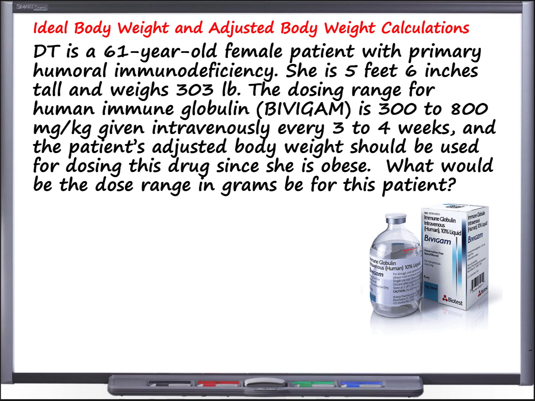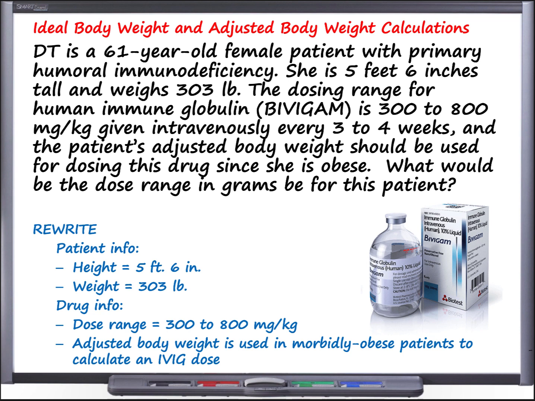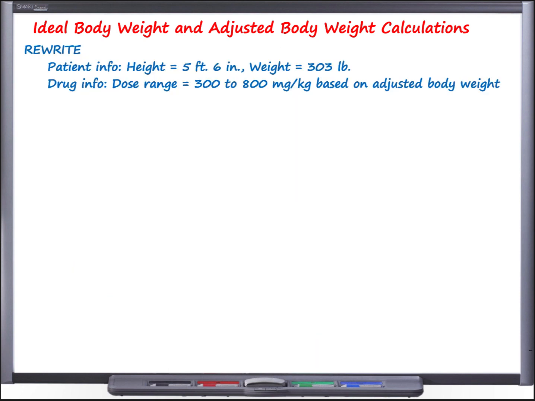So in the end, we want to know what the dose would be in grams for this patient, but we're going to want to use an adjusted body weight, not an actual body weight. Okay? So let's rewrite the information that we need here. What we know about this patient is that she stands 5 feet 6 inches tall and weighs 303 pounds. Our drug information is that the dose we want is 300 to 800 milligrams per kilogram, but the kilogram dose we're going to base off is an adjusted body weight to avoid overstating the dose because this patient is obese. All right? So let's do it.